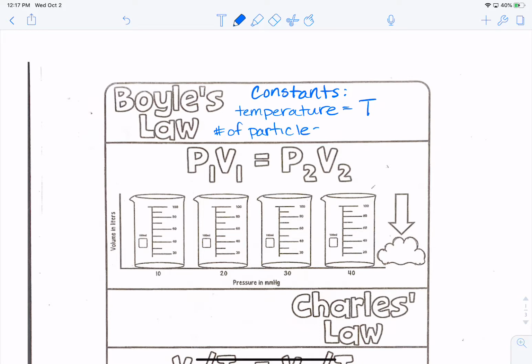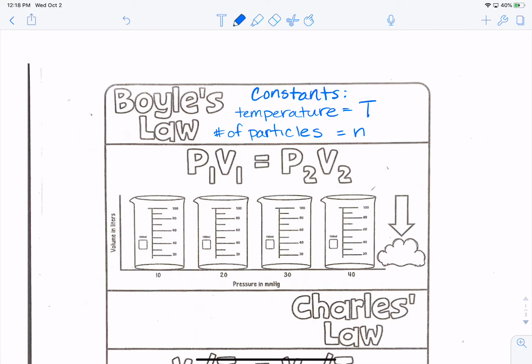So the number of particles, we're going to represent with a lowercase n. In math, it's like x and y are the variables. Often in science and engineering, it's n and m. N is usually the number of something. So the number of particles we're not changing here. We're holding them constant. And temperature.